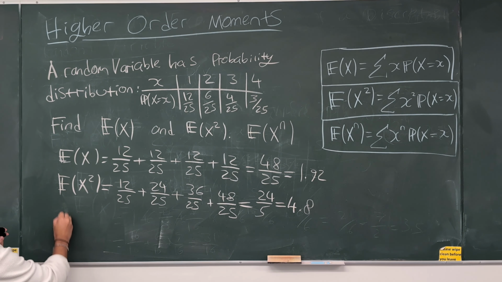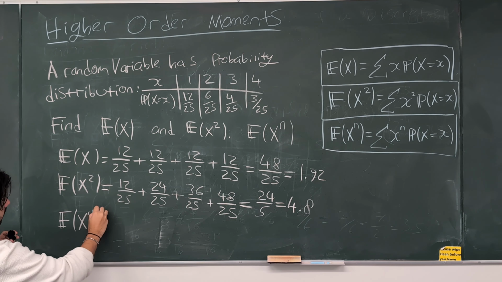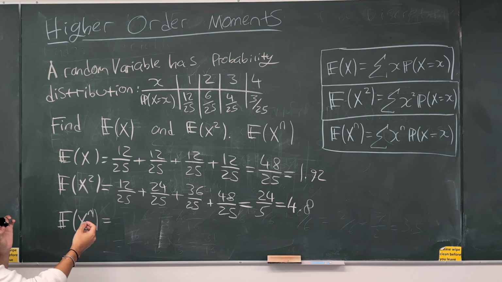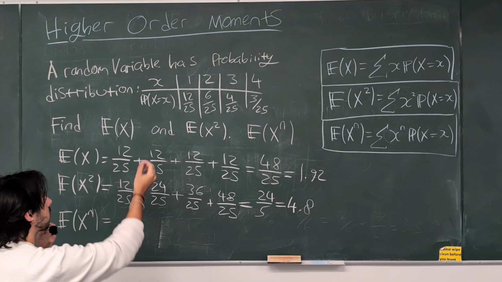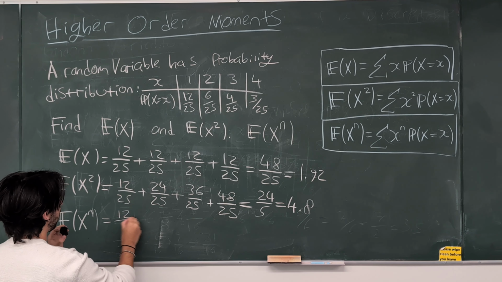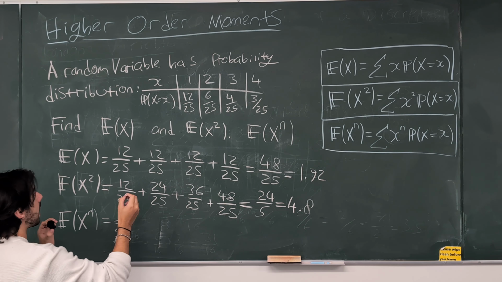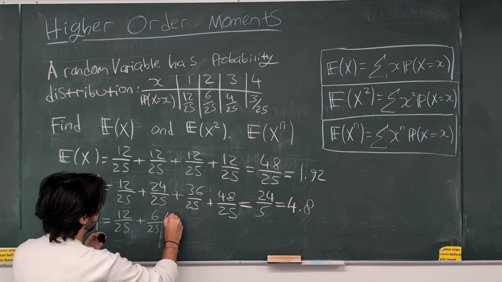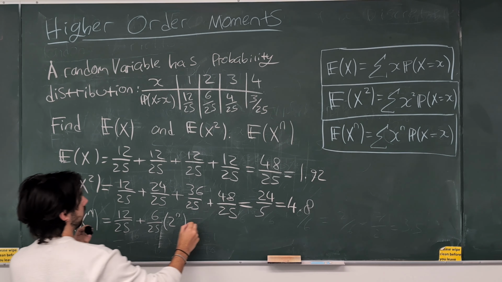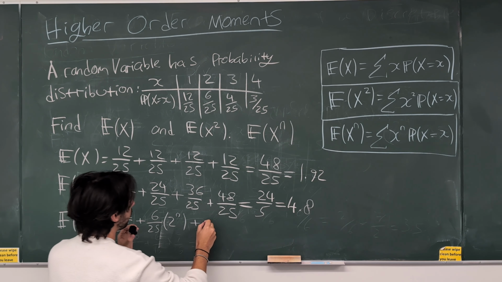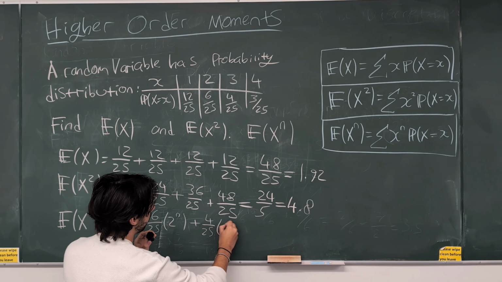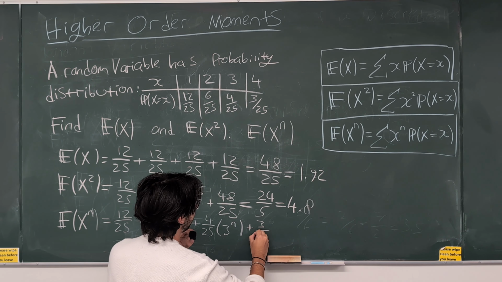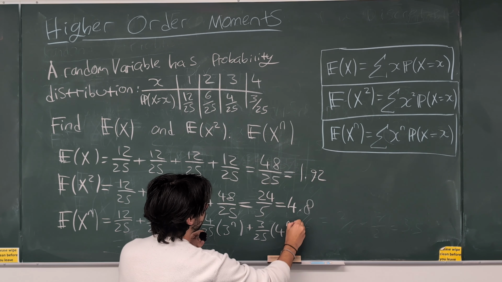So all we're going to do here is raise each of the values to the power of n before multiplying it. So 1 to the n is just 1 times 12 over 25, so that's just still 12 over 25. Then we're going to do 2 to the n times 6 over 25, so I'm going to write that as 6 over 25 times 2 to the n. The next one, we're doing 3 to the n times 4 over 25, so 4 over 25 times 3 to the n. And finally, we're going to be doing 3 over 25 times 4 to the power of n.